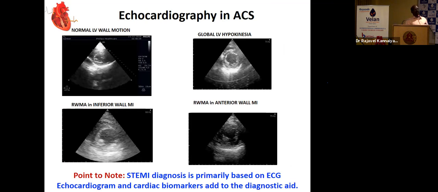In an echocardiogram, we can see the regional wall motion abnormalities, and any complications of MI, such as free wall rupture or papillary muscle rupture, everything we can see in the echocardiogram. Next.